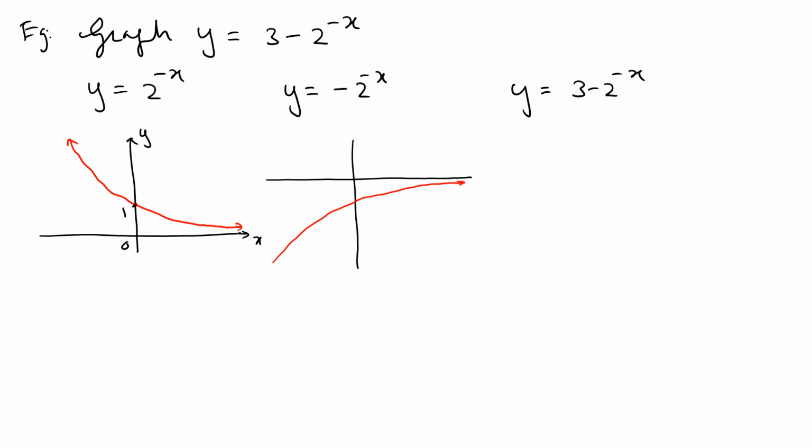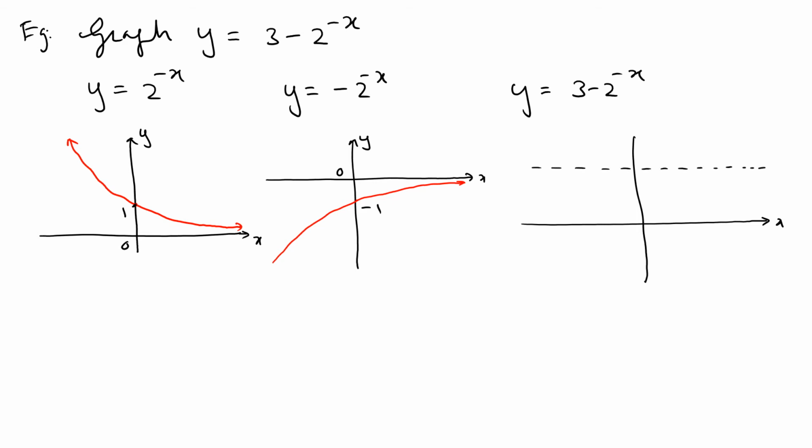It's a reflection of that over the x-axis. And then what we're going to do is move this up by 3 units. That means you can change the asymptote. So the asymptote was at 0, but now it's moved to 3. This asymptote.